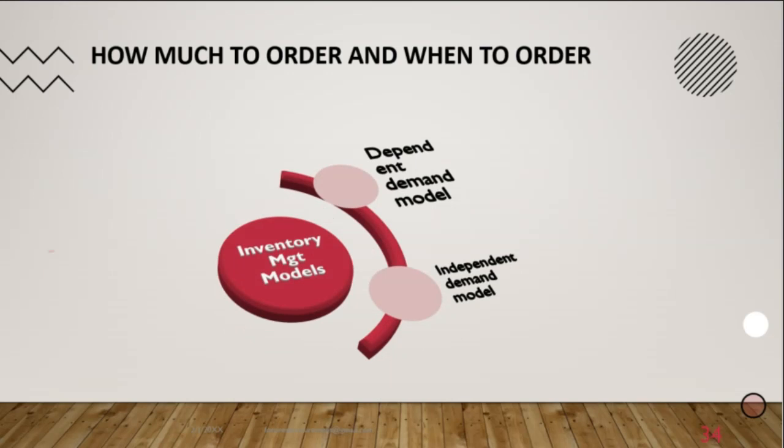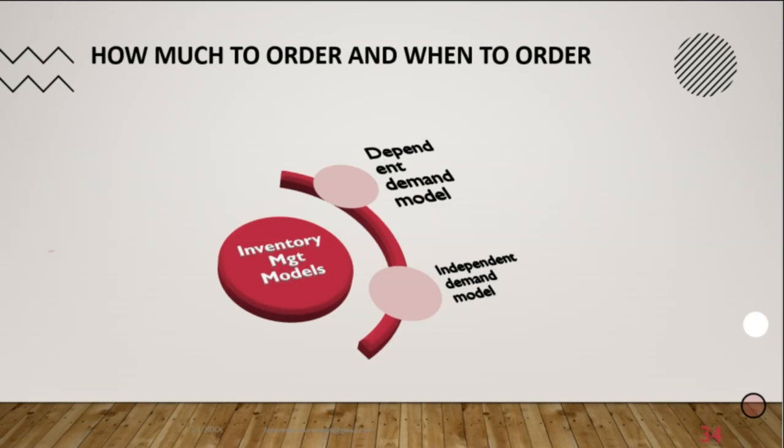Then in answering this question, we need to understand the background. The background is in what we call inventory management models. And that model is about the dependent demand model and the independent demand model. Let's look at a model. It is a representation of the construction and working of a system of interest. That's what a model is. It represents the construction of a working system. So we use that model to interpret real life situations.